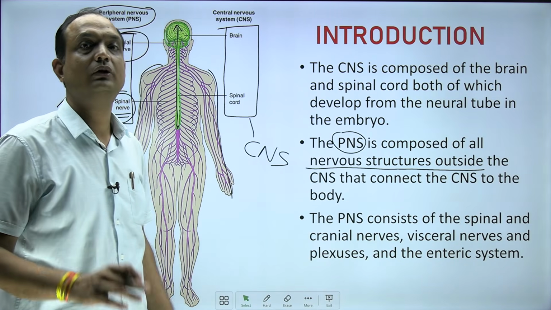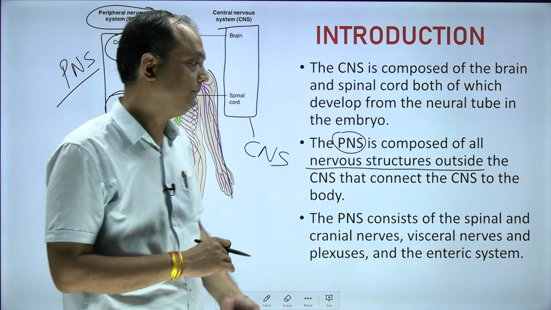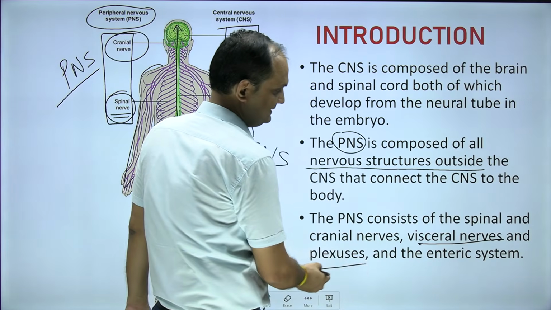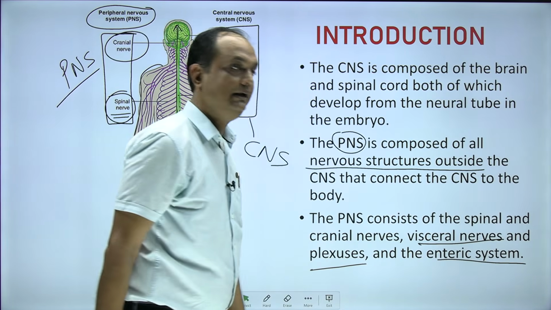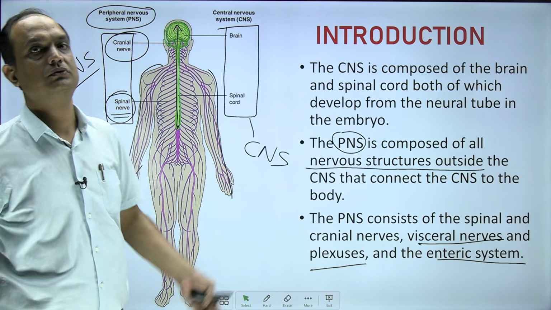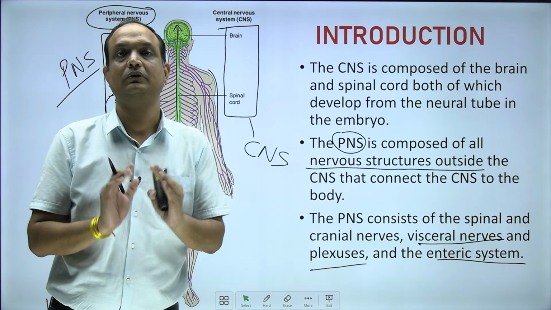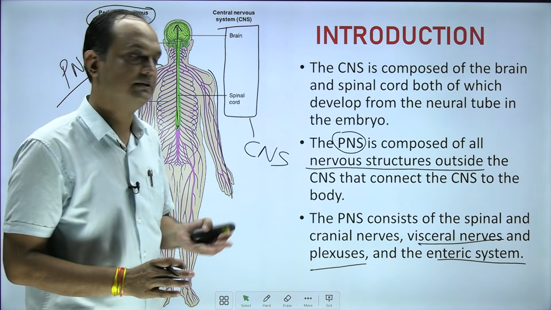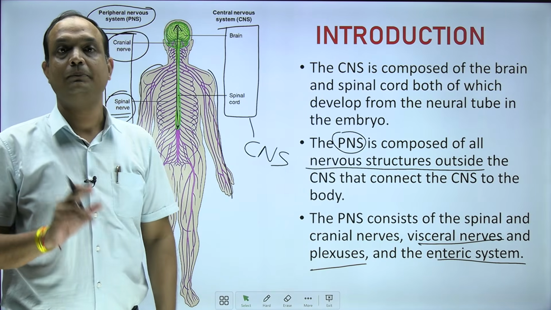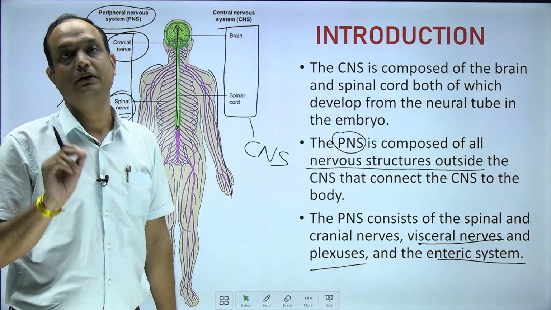Along with that, you also have other nerves which connect the central nervous system and the peripheral parts, that include the visceral nerves, the plexuses, and the enteric system. Clear? So in this way, first you should know what we mean by the spinal cord. The spinal cord is a component of the central nervous system, and it is connected with the parts of the body with the help of the peripheral nervous system, which consists of spinal nerves.